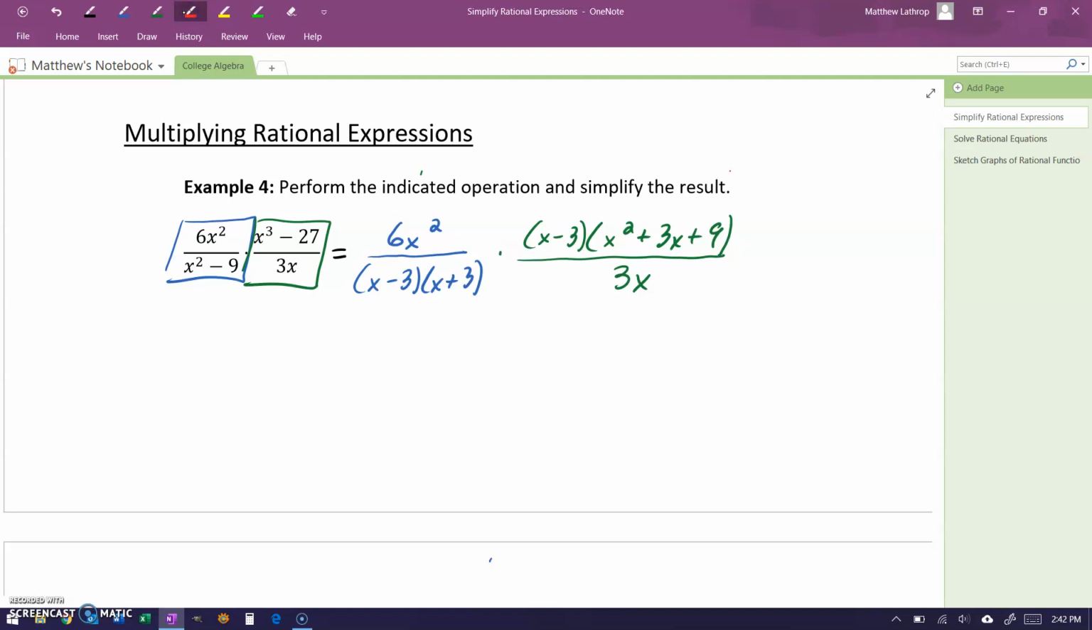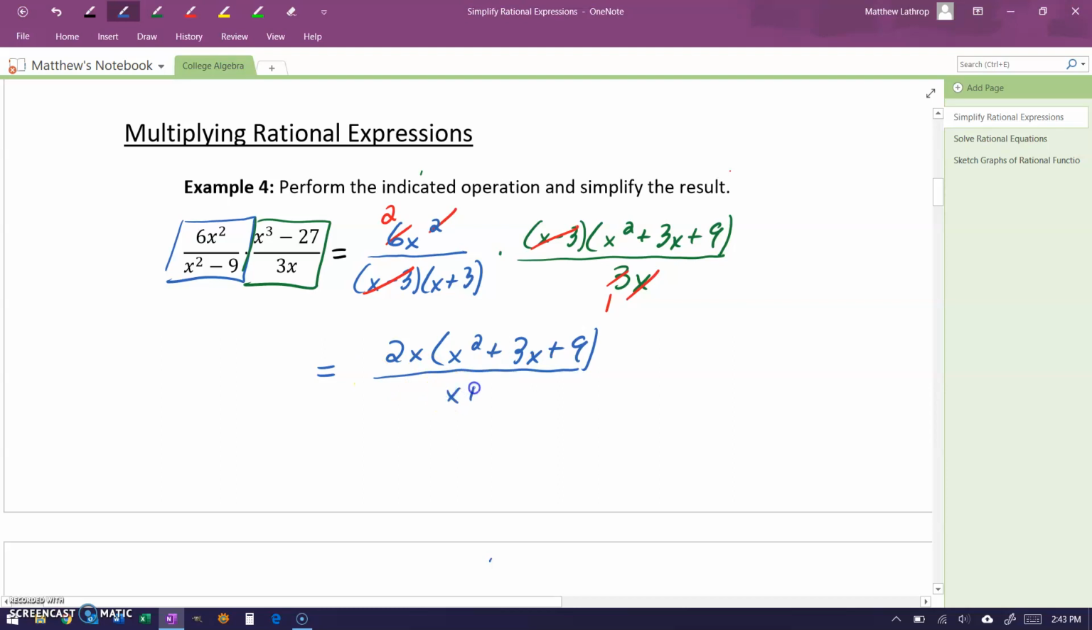Now what we want to do is look at the numerators and denominators to see if there's anything that will reduce. In this case we have an x and an x squared, so that x will cancel with 1x in the numerator. We have x minus 3 and x minus 3, and 3 will divide into both itself and 6, leaving us with 2 and 1. That means our reduced rational expression would be 2x times the quantity x squared plus 3x plus 9, all over x plus 3, as the only factor left in the denominator.